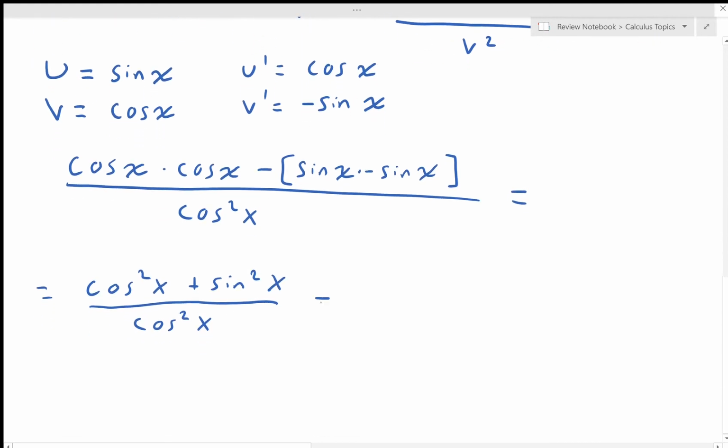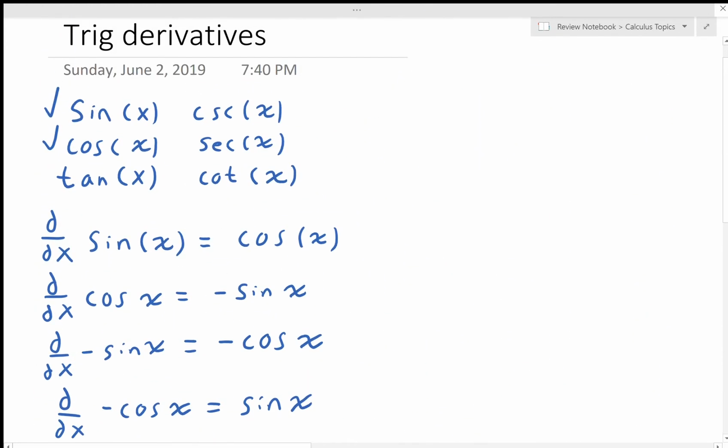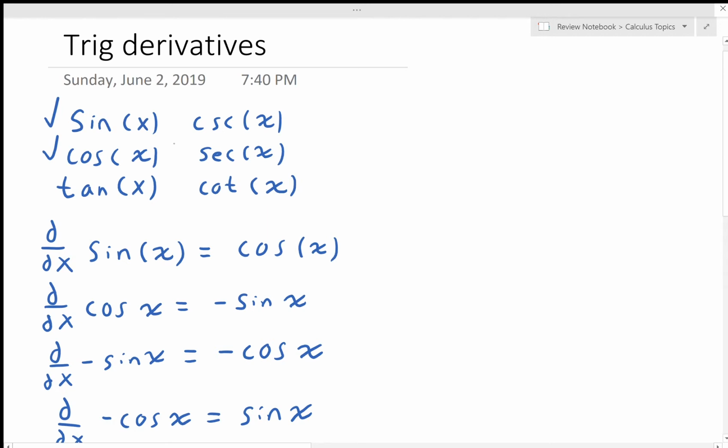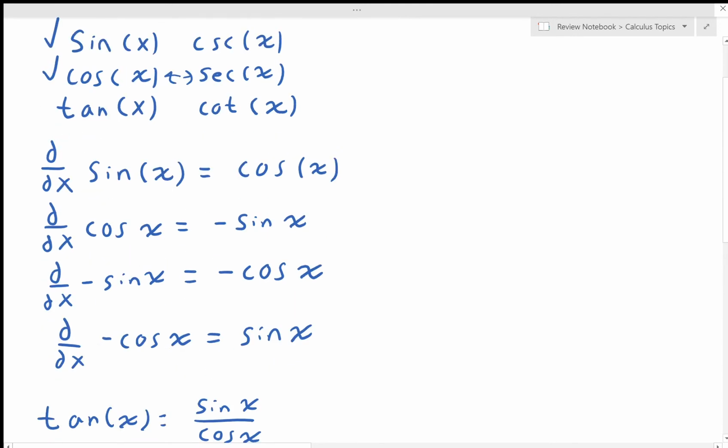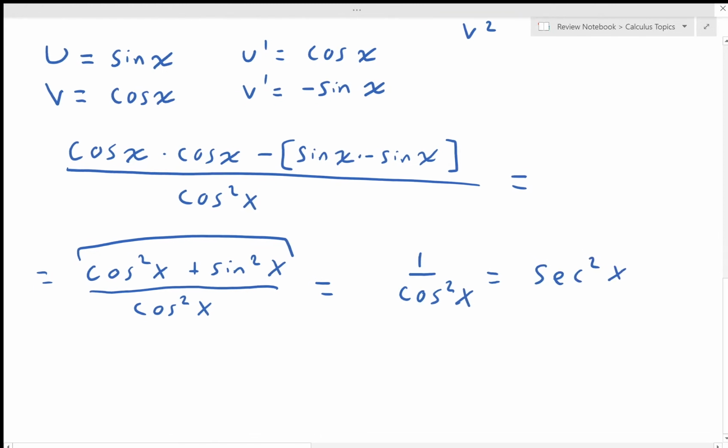So we should know that cosine squared x plus sine squared x, again from pre-calc, would be 1. So our derivative would be 1 over cosine squared x. But we could do 1 better, and we should know that 1 over cosine would be secant, because these are the inverse. So we'd say it's secant squared x. So now we know that the derivative of tangent x would be secant squared x.